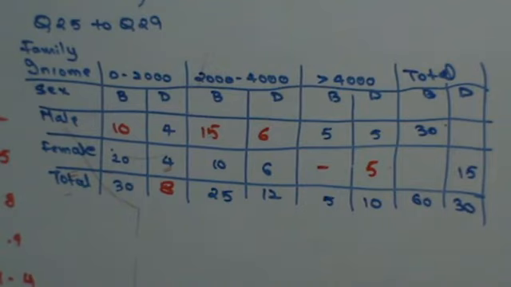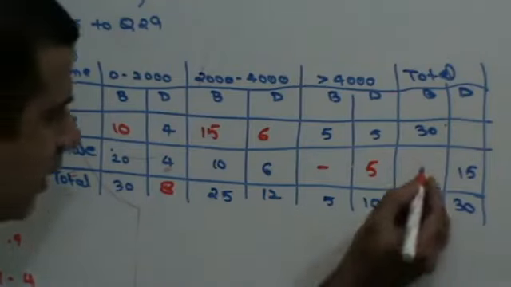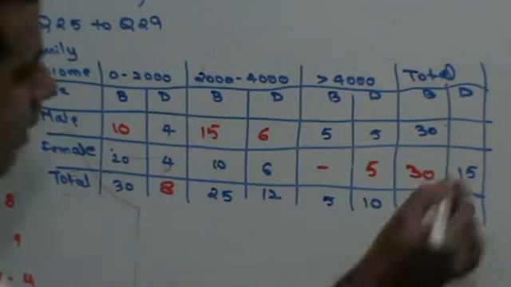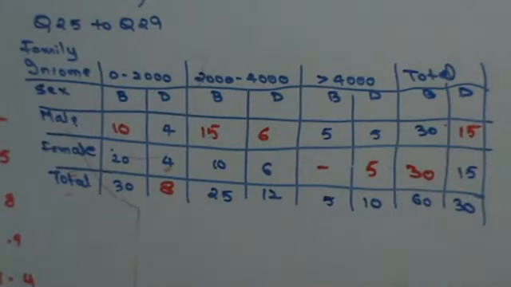Grand total, there are 60 births that have taken place in that corresponding year, out of which 30 are male, so that means 30 have to be female. Similarly, there are 30 deaths that have taken place, out of which 15 are female, that means 15 will be male. So my table is done. Once my table is done, let's start answering the questions.